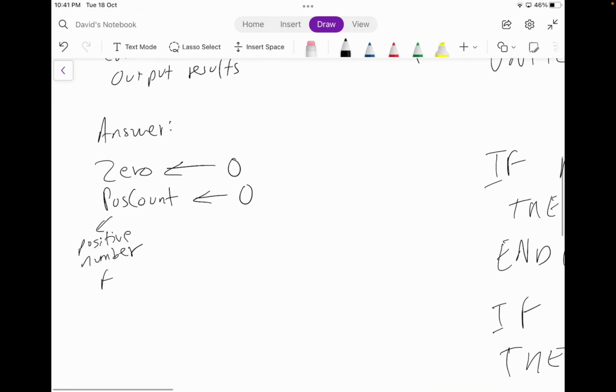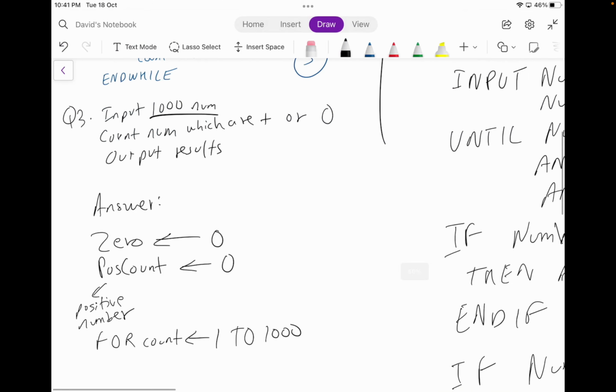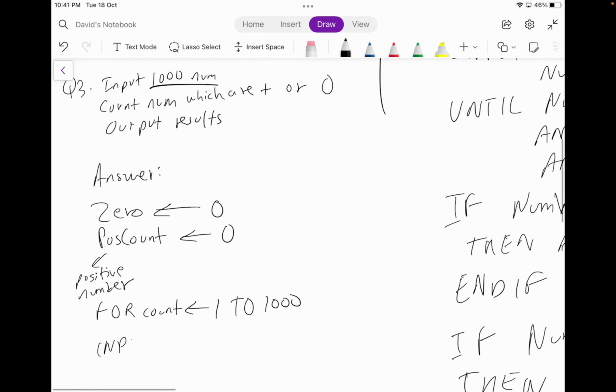Then you can write down FOR count. This should be 1 to 1,000. So just write this down in caps. By the way, it's better to write pseudocode in caps for the main parts of pseudocode. So for count, it's 1 to 1,000 since we have to input 1,000 numbers. And then we're going to say INPUT number.